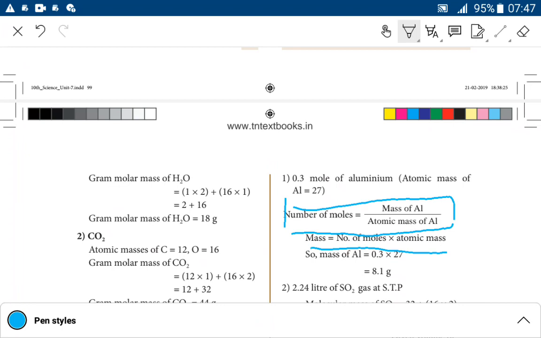So mass is equal to number of mole, 0.3 mole, which is given in the problem, and its atomic mass is also given. Sometimes it will be given, that is atomic mass of aluminum, because we are taking aluminum for the calculation. Atomic mass of aluminum is 27. So you have to simply multiply 0.3 into 27, that is 8.1 gram. Whenever mass is given, you have to write the unit of gram.